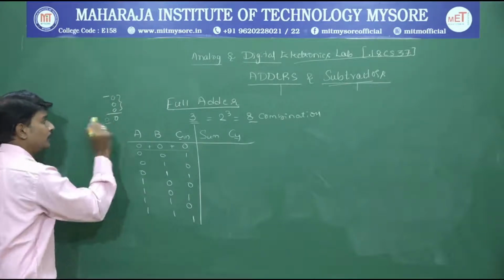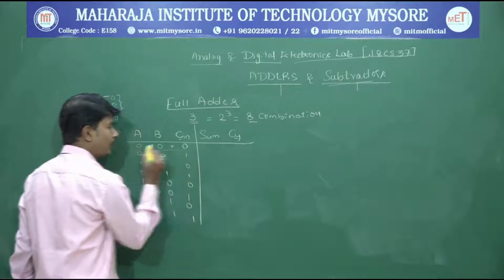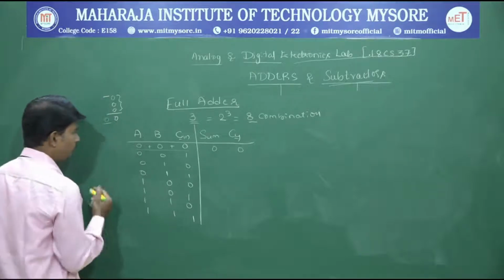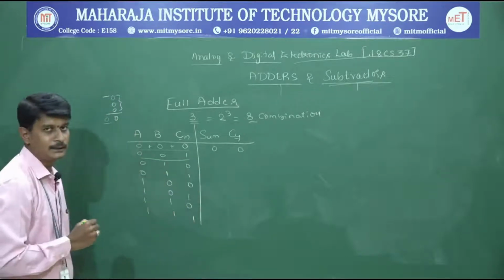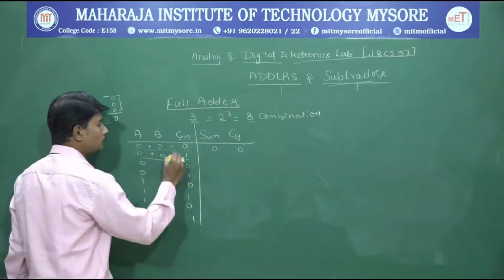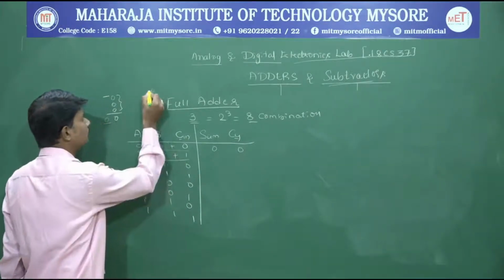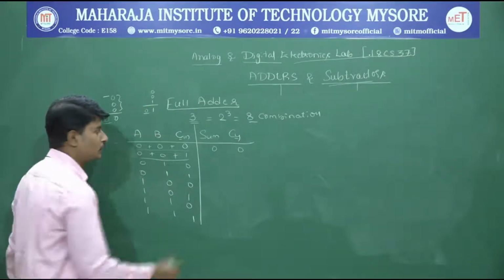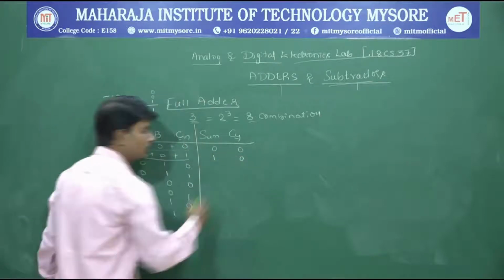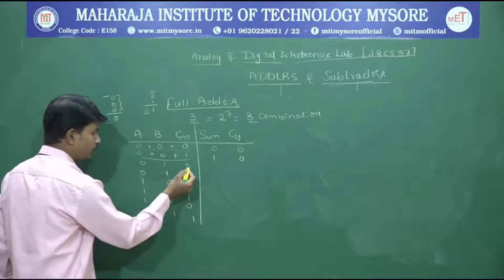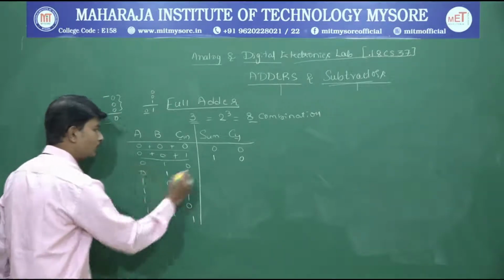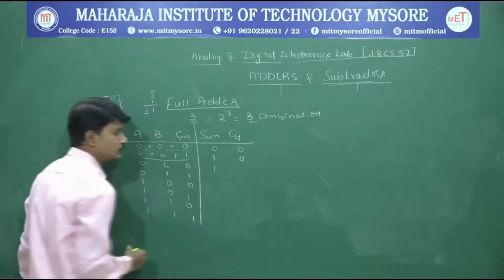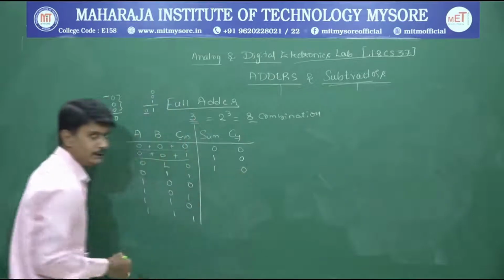So I'll just assume that carry is also a 0. So what happens if I add 0 plus 0 plus 0? The sum is 0, and similarly the carry is also 0. And then I'm going to add the second combination, which is nothing but 0 plus 0 plus 1. So I'm going to get sum as 1 and carry as 0. And you can directly say that whenever, in the overall combinations of the input, there is only one high, then sum is 1 and carry is 0.